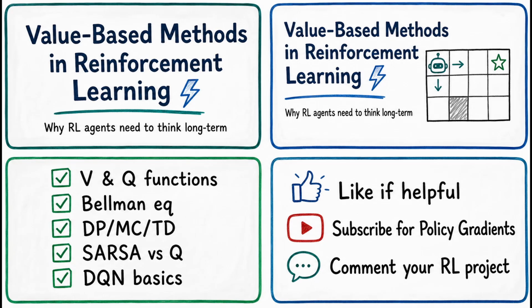Let's land it. Value-based methods estimate how good states or actions are, so the agent can make smart decisions without brute forcing every path. The Bellman equation gives the recursive structure. The value of now depends on the value of next. DP computes it with a model. MC learns from complete episodes. TD learns from every step. SARSA and Q-learning are 2 flavors of TD control, on policy and off policy. And DQN scales the whole thing up with neural networks, experience replay, and target networks.